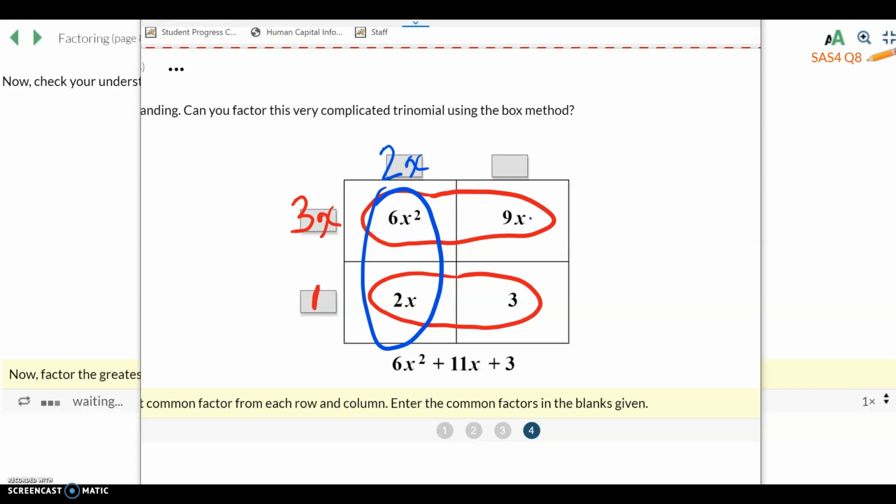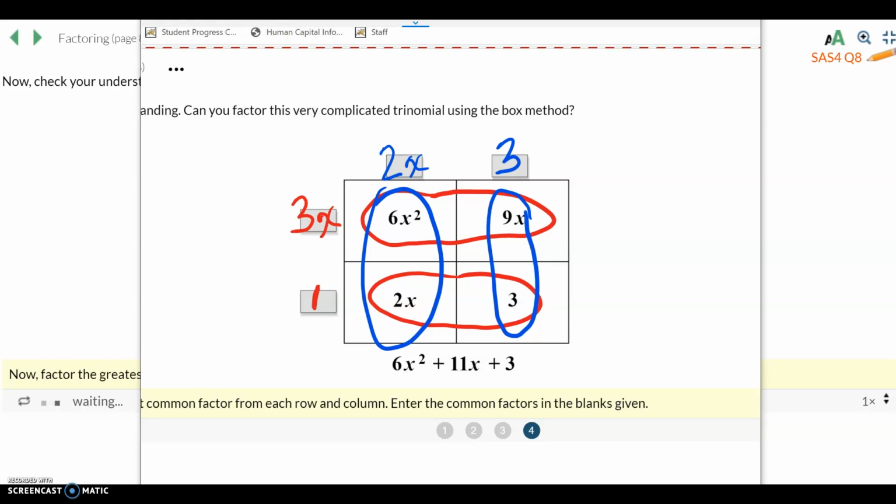Then we have 9x and 3. What do they have in common? Only one of them has an x, so I can't factor out x, but we have a 9 and 3, and we know that their common factor is 3. And here we have factored out our trinomial.